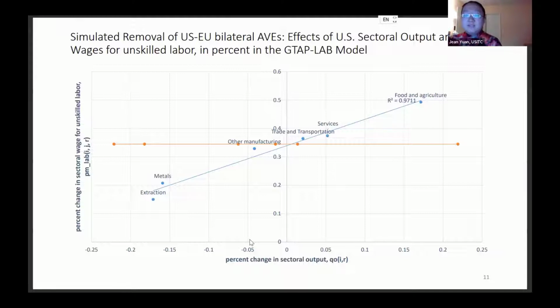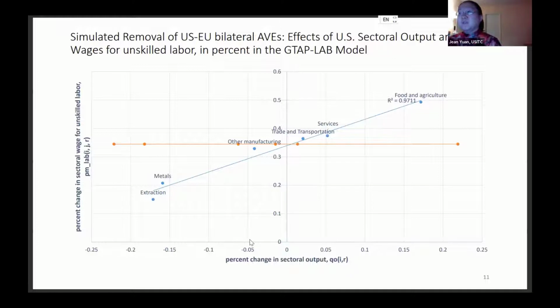So as you can see here, there is a positive correlation between the change in sectoral output and the change in sectoral wages for the unskilled labor. And I want to make it clear that they are both endogenous variables, and these are both simulation results, but I'm just giving you a correlation between the two. Here, the idea is that the bigger the increase in sectoral output, the bigger the demand for labor. So that is why the higher the increase in sectoral wages.